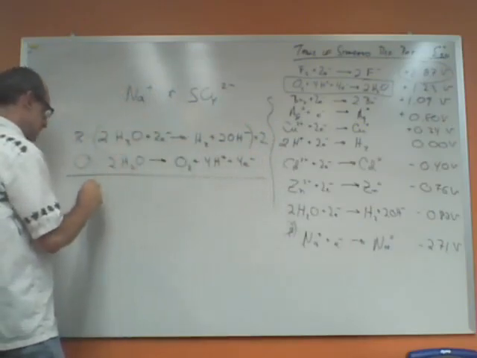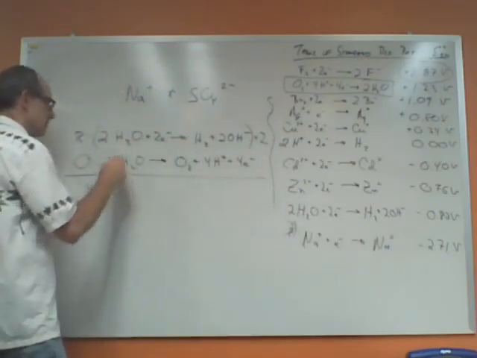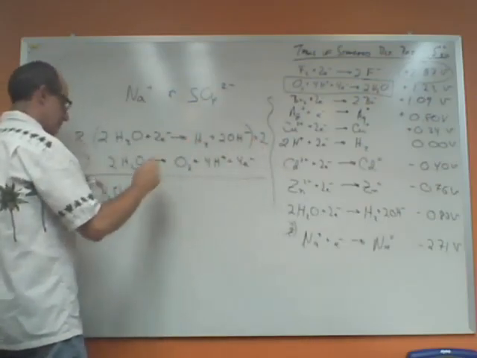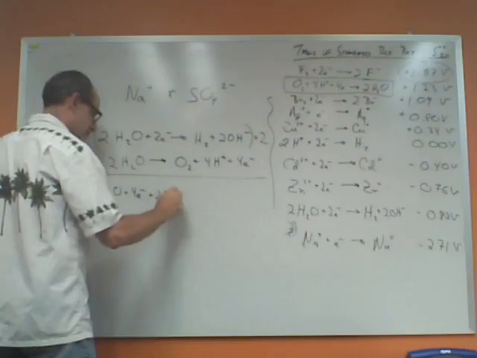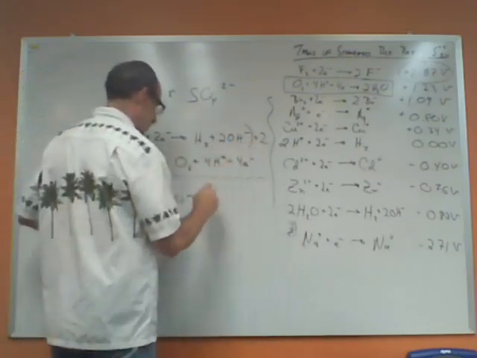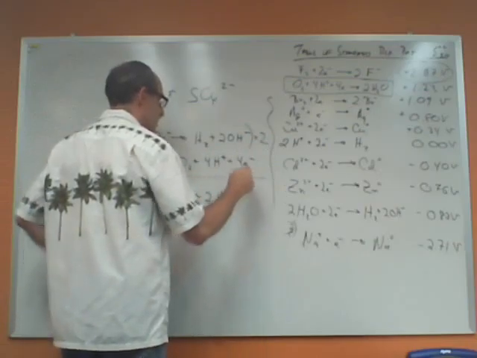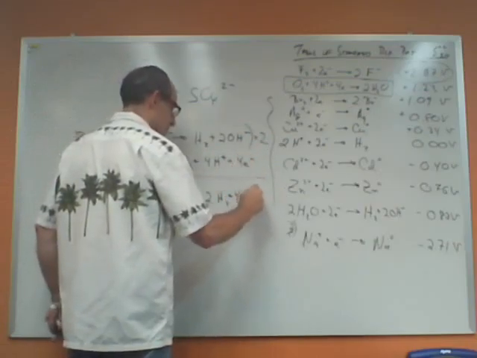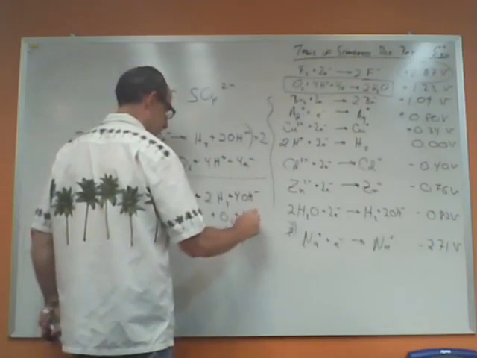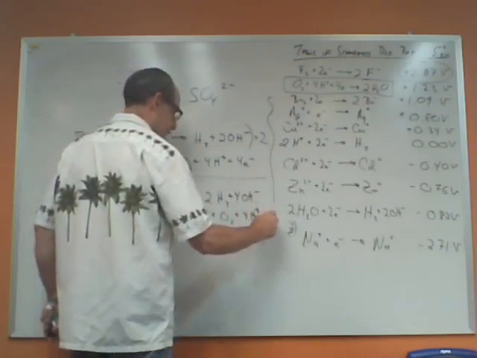And that will give me 4H2O plus 4 electrons plus another 2H2O. Those are all my reactants. On the product side, I'll get 2H2 plus 4OH minus plus O2 plus 4H plus 4 electrons.